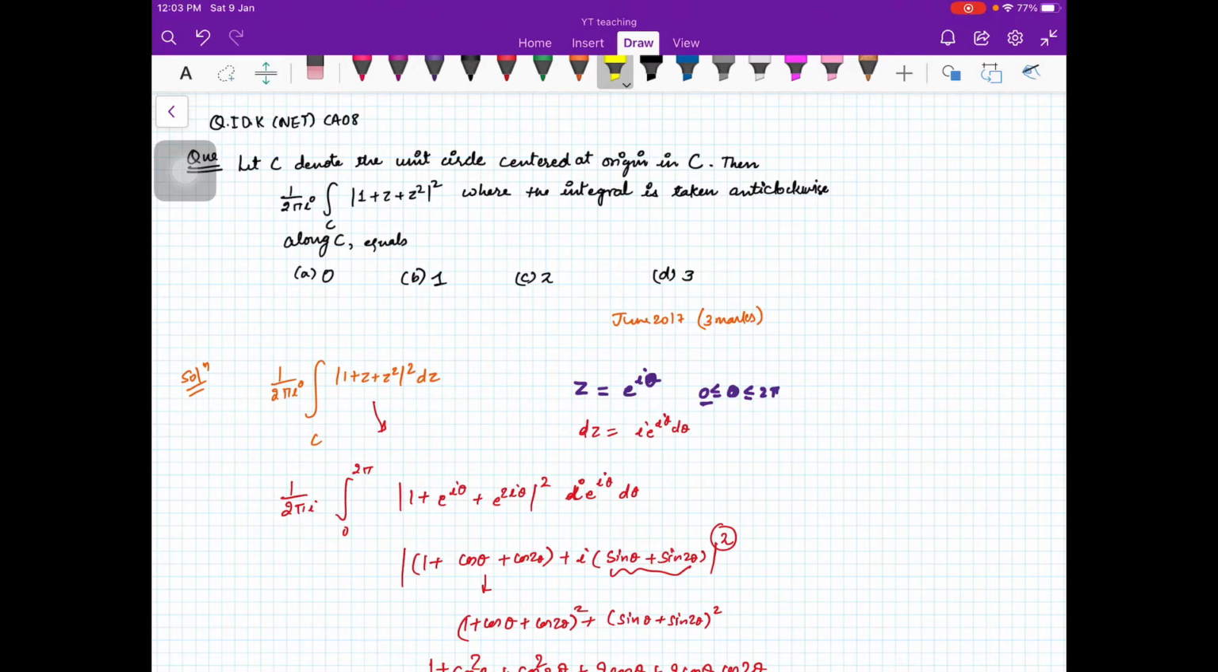So here you see, this problem was there in June 2017, 3 marks. The question is: let C denote the unit circle centered at origin in the complex plane. So you have a unit circle centered at origin, which means the radius is 1. Then you have to compute this integral, and we have to take the curve anticlockwise.